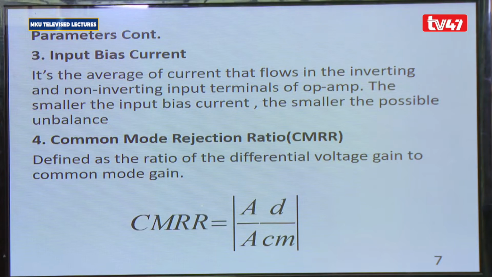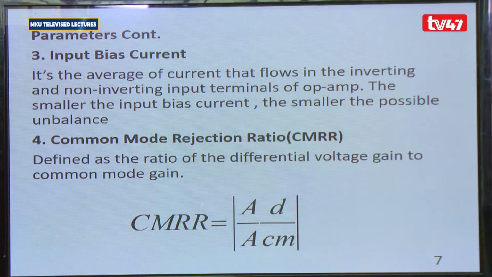Next, we have the common mode rejection ratio, which is usually abbreviated as CMRR. CMRR is defined as the ratio of the differential voltage gain to the common mode voltage gain.